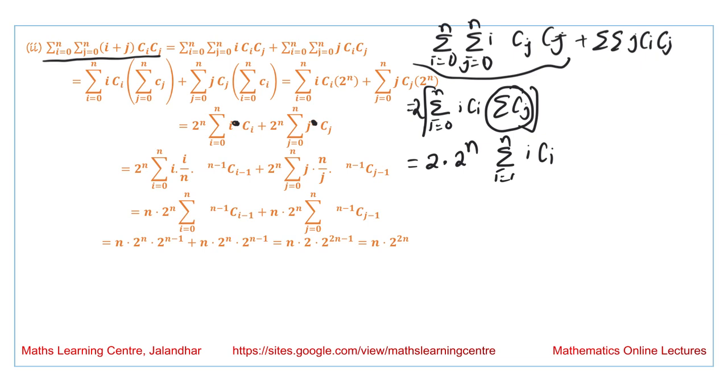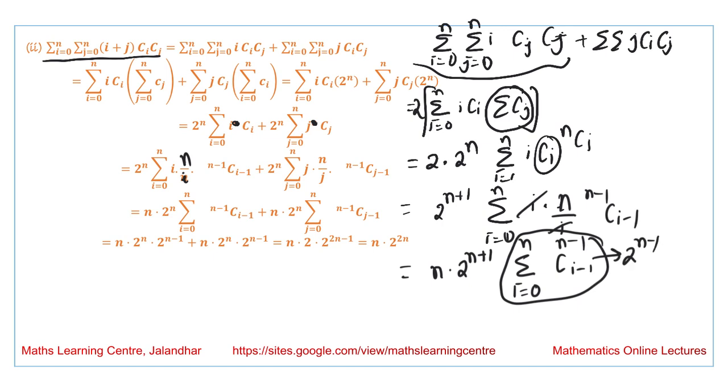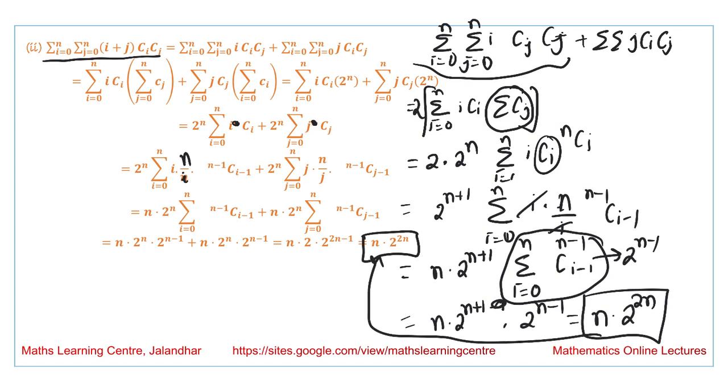Now to solve this value, we are writing this is 2 raised to the power n plus 1 sigma i is equal to 1 to n. Now this value we are saying this is n ci, and we can write this is equal to n by i, n minus 1 ci minus 1. This is n by i over here, so this i gets cancelled. We get n into 2 raised to the power n plus 1 sigma i is equal to 0 to n ci minus 1 to n minus 1, and this sum will be equal to 2 raised to the power n minus 1. So we get n into 2 raised to the power n plus 1 into 2 raised to the power n minus 1. So this is equal to n into 2 raised to the power 2n, and this is what we have to prove. It is n into 2 raised to the power 2n.